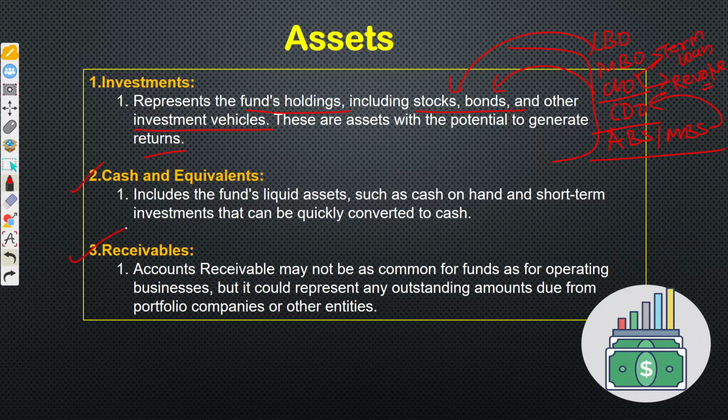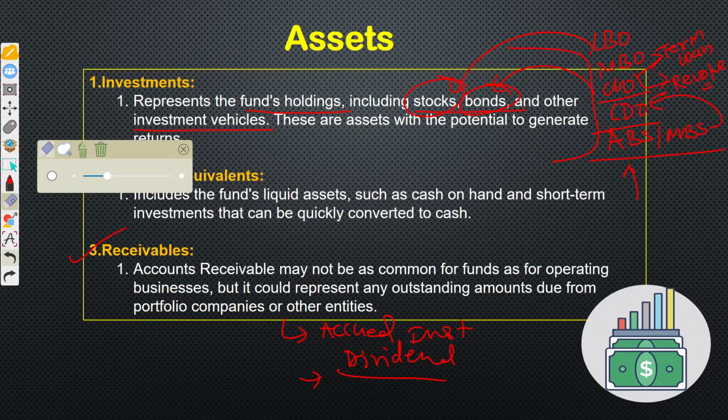Under receivables, receivables may not be as common for funds as for operating businesses, but they could represent any outstanding amounts due from portfolio companies or other entities. So basically here we are talking about accrued interest on all these investments, and dividends. That is dividend payments on stocks, and accrued interest or interest payments on bonds and government securities, which the fund will receive and can record as a receivable if it is accrued. And if the fund has received it, then the fund can record it as income, where the fund has received income of that amount. All right.